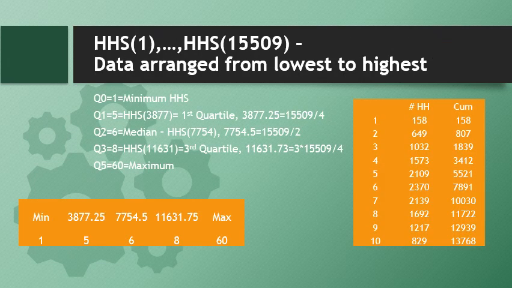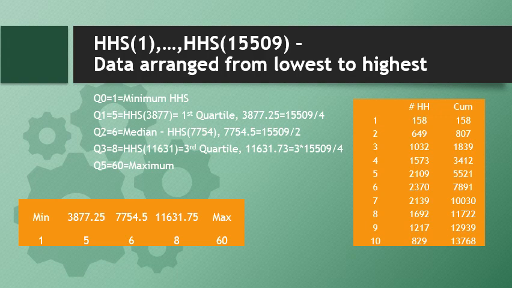To illustrate how these concepts are used, we demonstrate them on the HISE data set, the Household Income and Expenditure Survey. This is a data set with 15,509 observations on the household size and the household expenditure per capita. We arrange the data using Excel from the lowest to the highest. So this is for the household size. The smallest household size is 1, and that's the Q0, the minimum household size. Then when we go up, we have a list of 15,509 numbers, each of which is a household size.